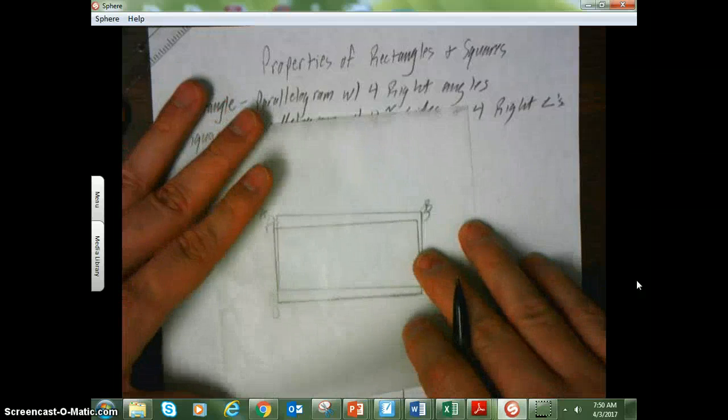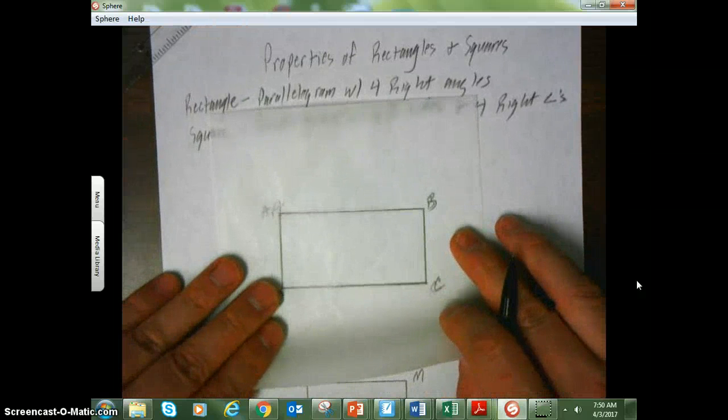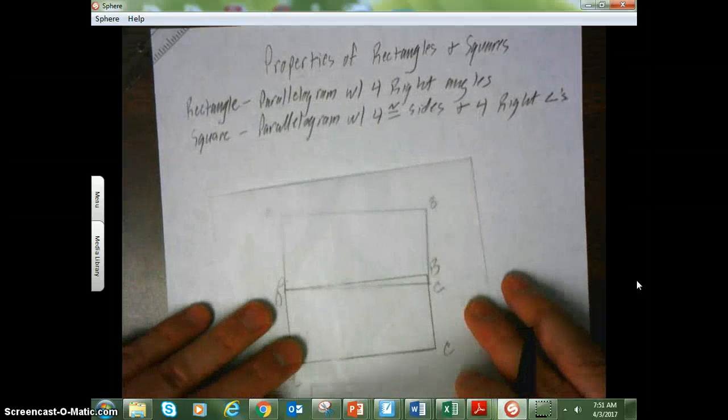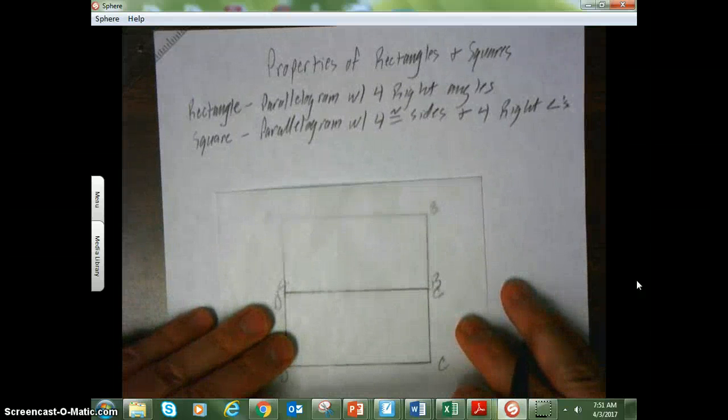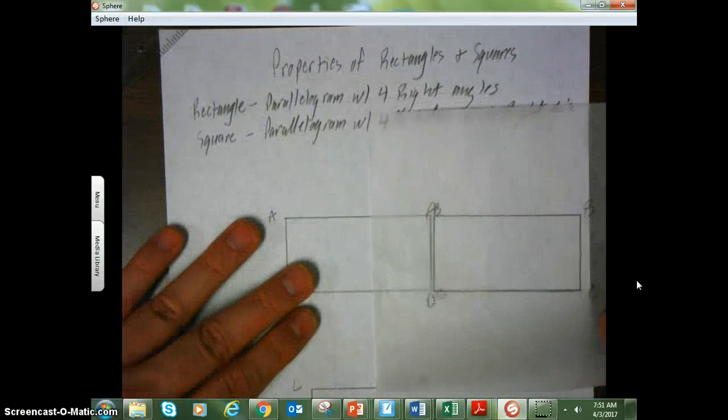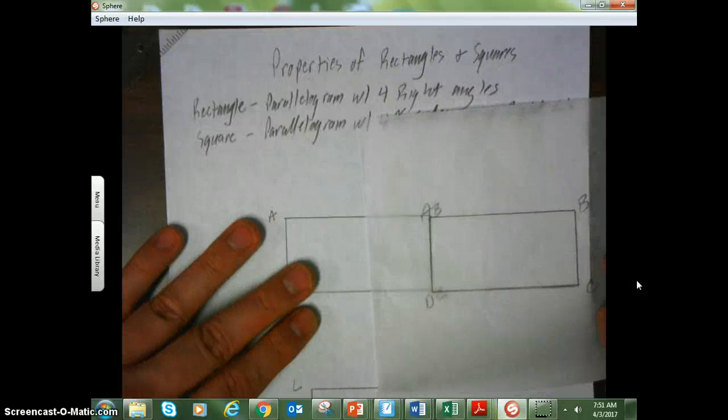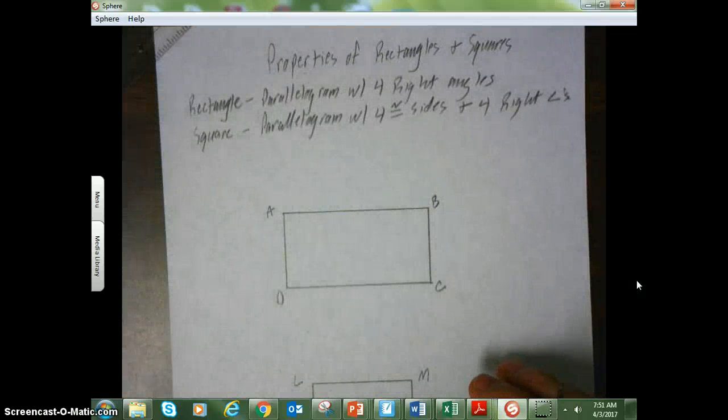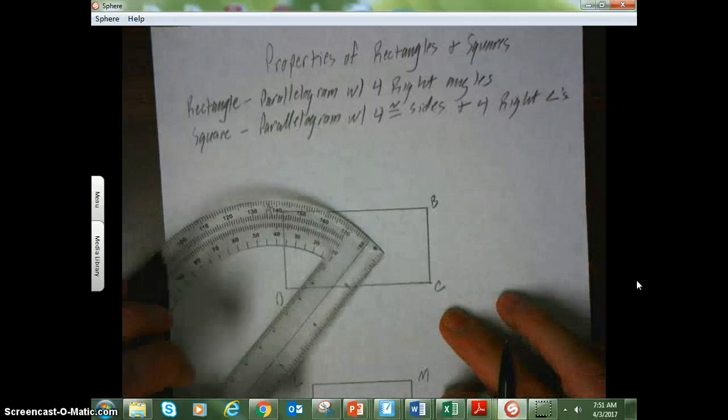Now, again, it does have all the characteristics of a parallelogram. The opposite sides are congruent. You can see that very easily. AB and CD are the same. AD and BC are the same length. And it does have diagonals that are congruent to each other.